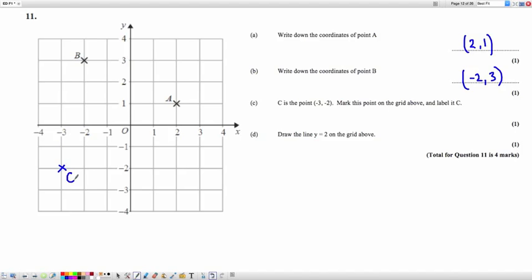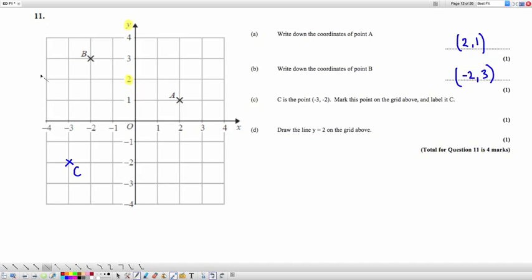Cross here, mark C. Draw the line of y equals 2 on the grid. So for that we need to go to the y-axis and we need to go to 2. We then draw a straight line through this point on the axis. This here is the y equals 2 line.